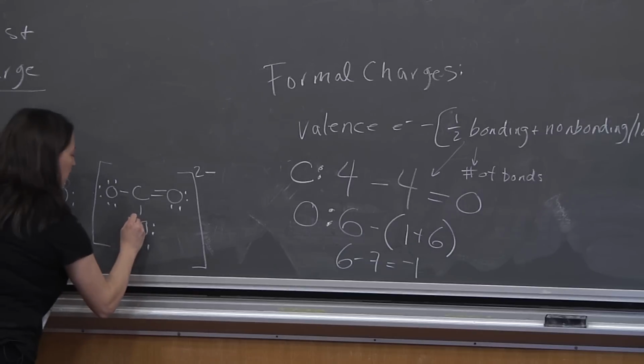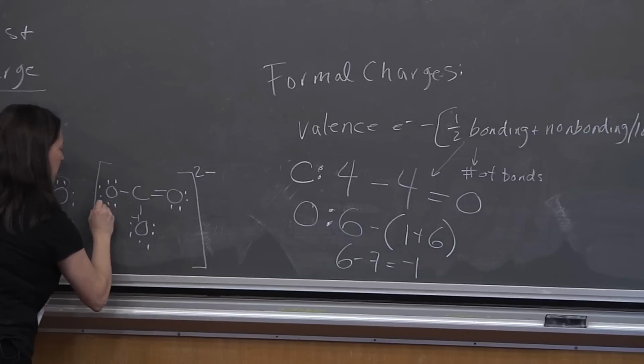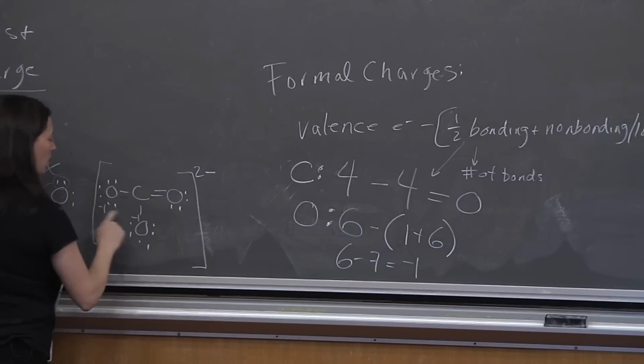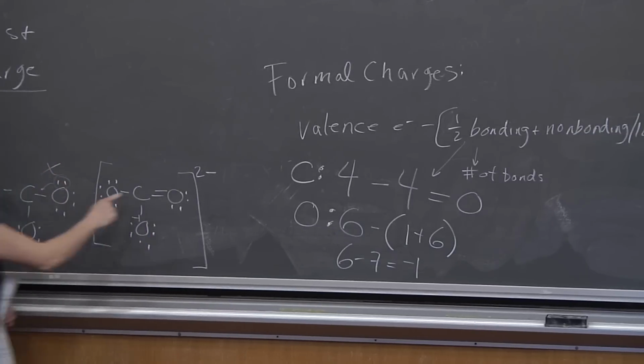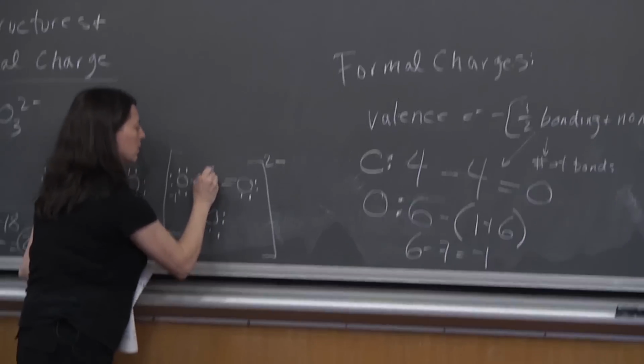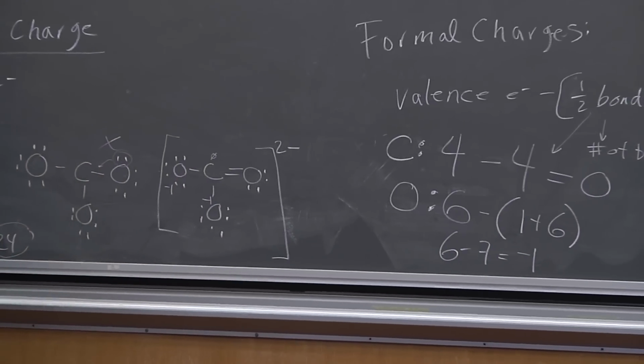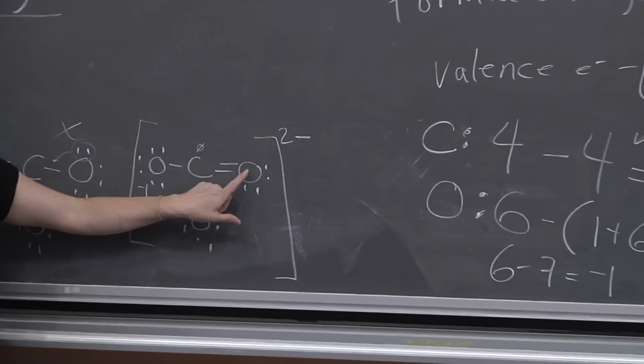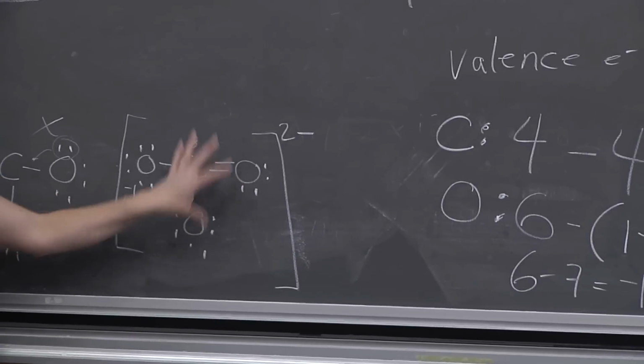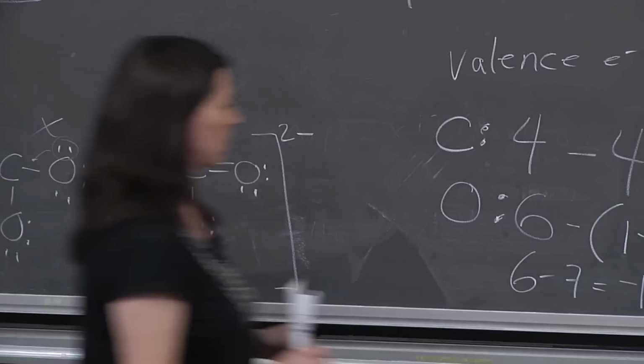So both this oxygen and this oxygen would be assigned a formal charge of -1. The carbon we already figured out was 0. So we do need to do this oxygen separately because it's got a different situation there.